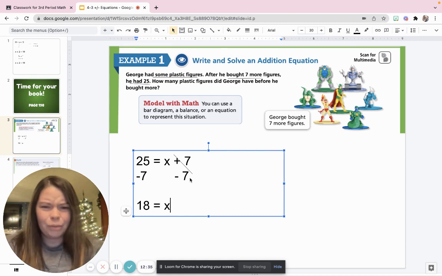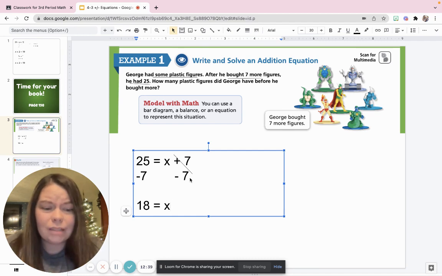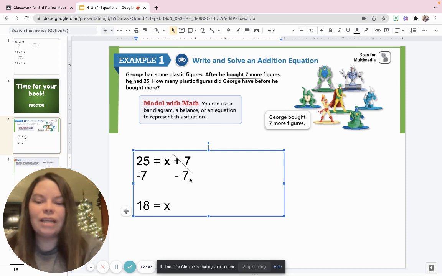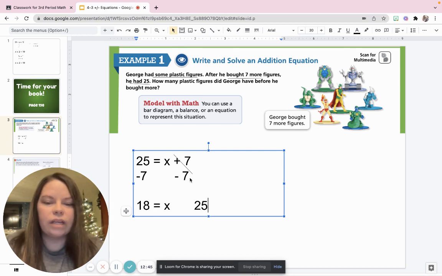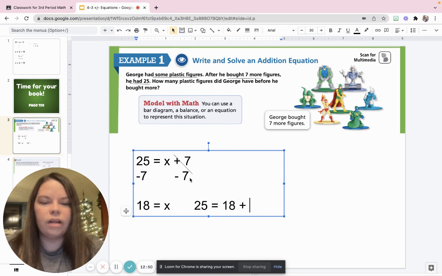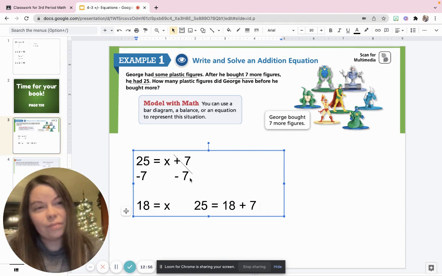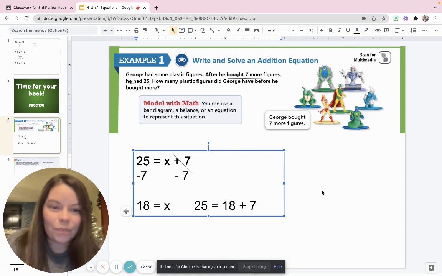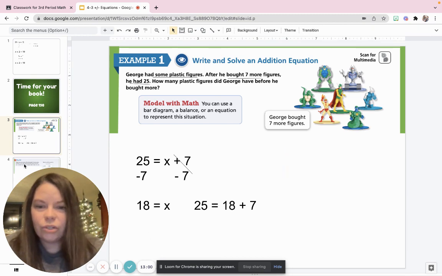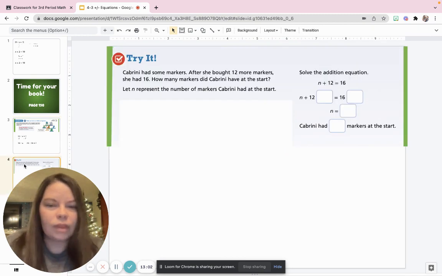Can we check it? Can we see if he had 18 figurines before he bought some more? Yes, we can. I can just take that and do my 25 equals again. If I do 18 plus 7, it should be 25. Is 18 plus 7 25? Nice job. Okay, let's do another one.